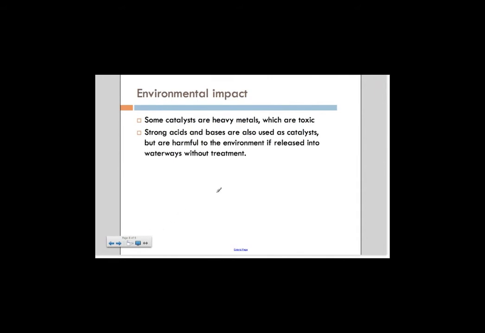Okay, the fourth effect is the environmental impact effect. The main catalysts you want to be thinking about when you're talking about the environment are uses of heavy metals or uses of strong acids or bases as your catalyst. These are really common catalysts that you might see. Heavy metals are used both in heterogeneous and homogeneous systems, and those are toxic, so you definitely don't want to release those to the environment.